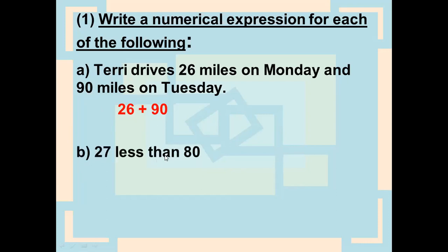B, 27 less than 80. Less than, as we said, is from the words of subtraction. But if you have less than, we start with the number after it. And this will be 80 minus 27.